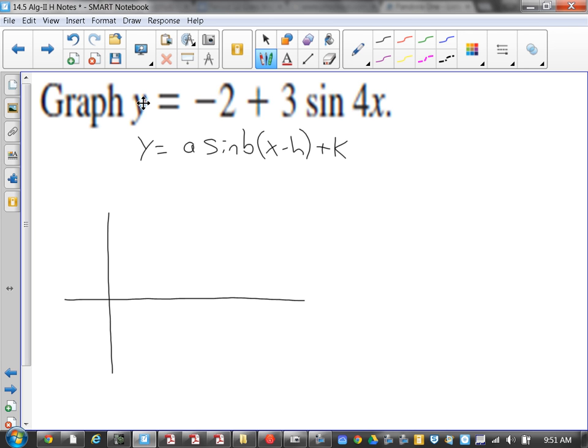When we did this also, we identified our A, B, H, and K. Therefore, we were able to find our amplitude and our period. We did a little bit of this. We're just changing it very slightly.